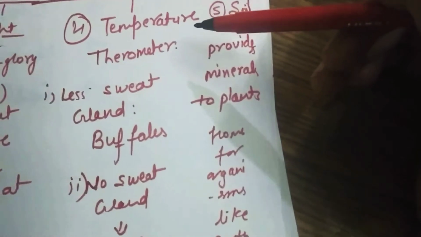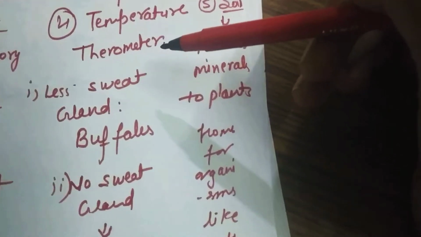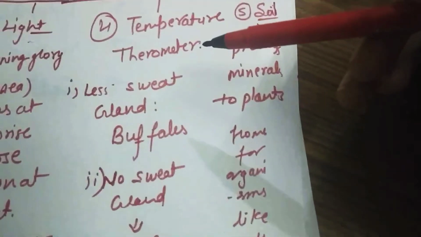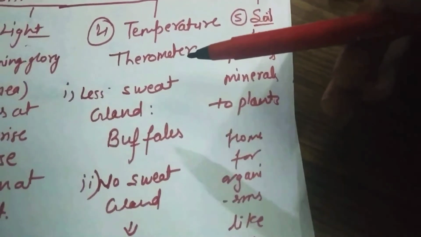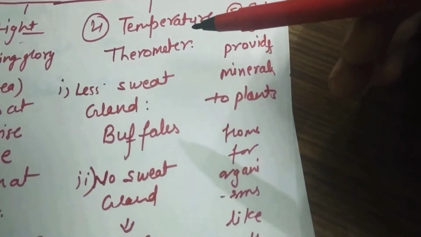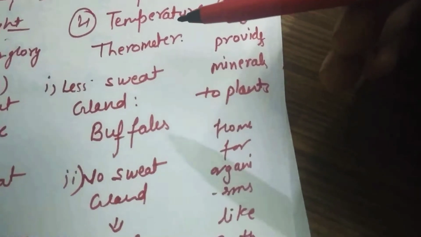Then temperature, we measure the temperature through the thermometer, and there is the natural way to cool down our body, that is our sweat gland.